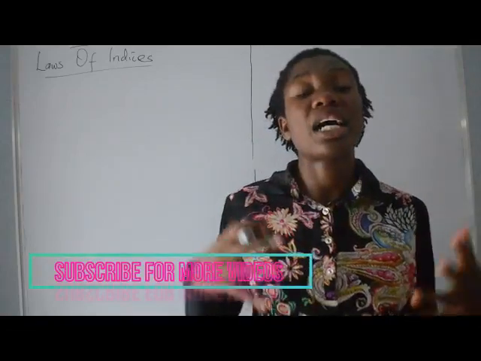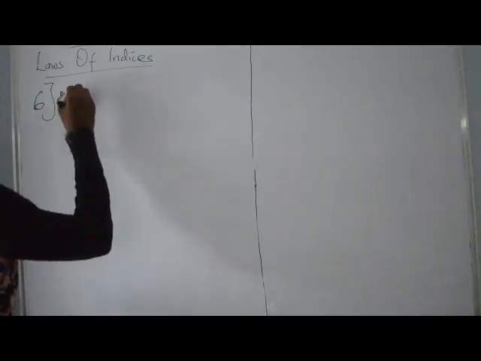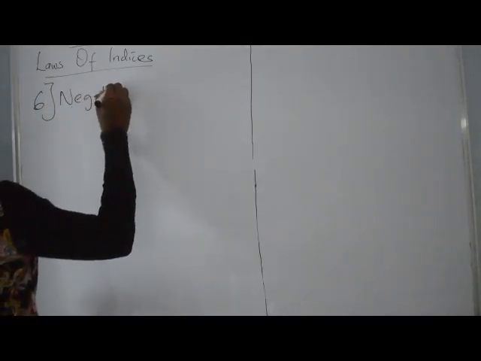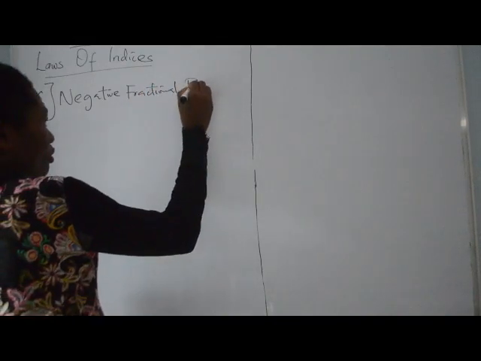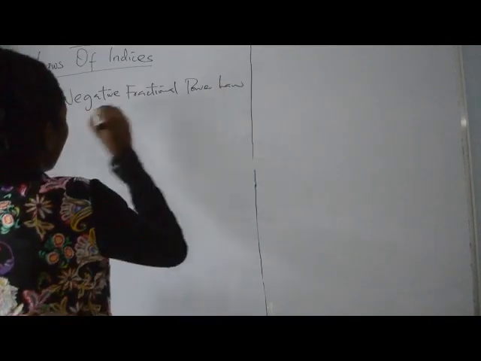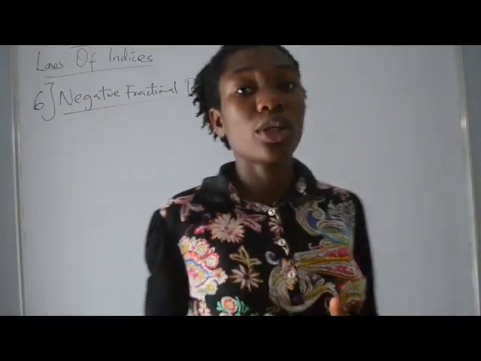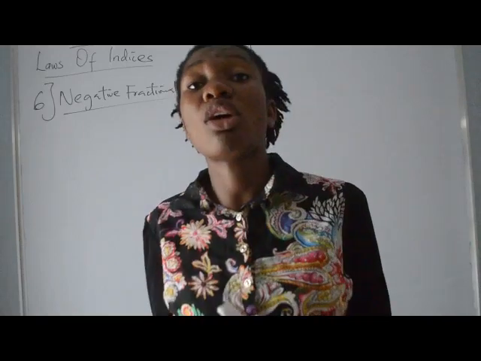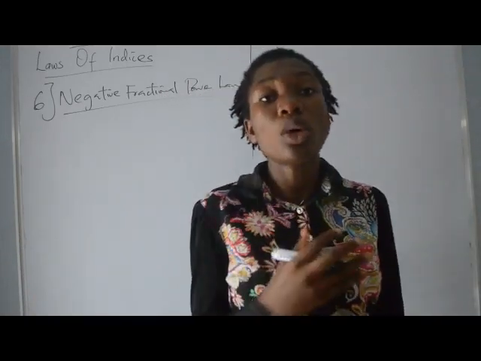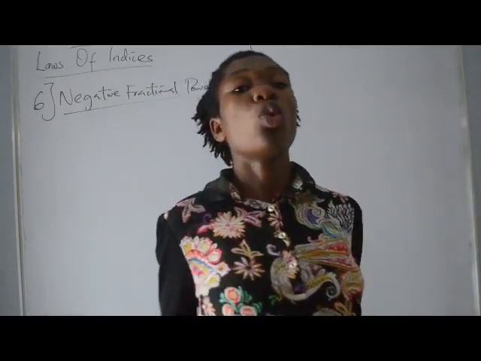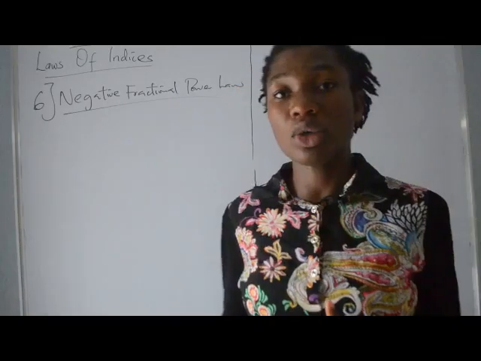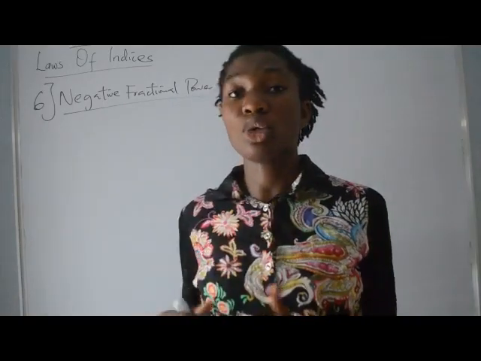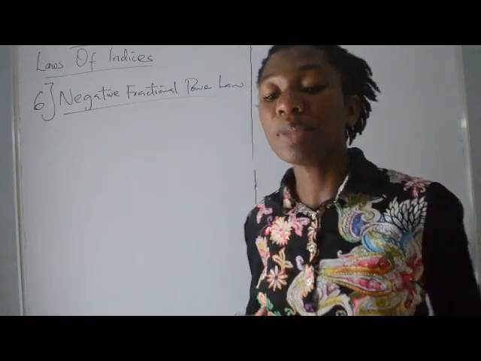So today we are going to be looking at our sixth law, which is the negative fractional power law. The negative fractional power law is just a combination of our negative power law and our fractional power law. If you've not watched our videos, please do well to watch them, okay? So like I said, it's a combination of both, so we're going to be applying both rules, okay?